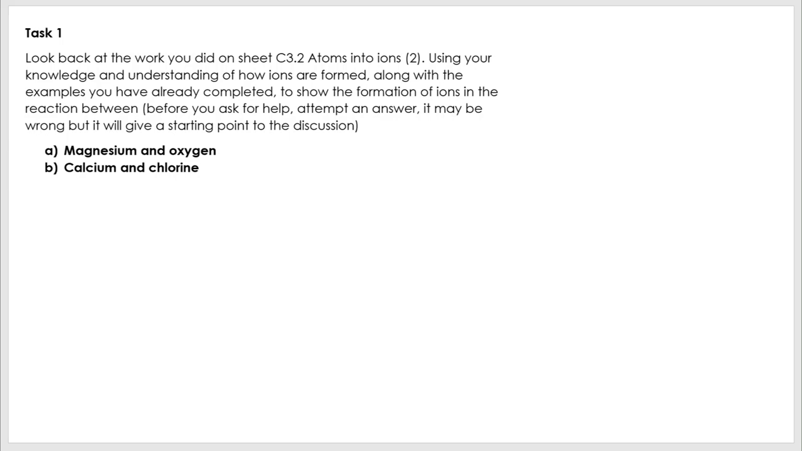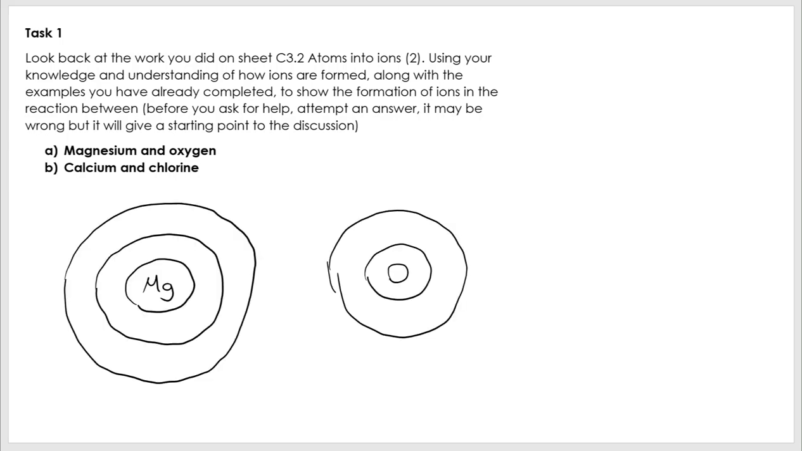But let's take a look at the example, magnesium and oxygen. I'm going to draw out the electron configurations, magnesium 2,8,2 and oxygen 2,6. Now that means magnesium wants to lose 2 electrons to get a full outer shell. Oxygen wants to gain 2 electrons to get a full outer shell. Well, that works out quite well.